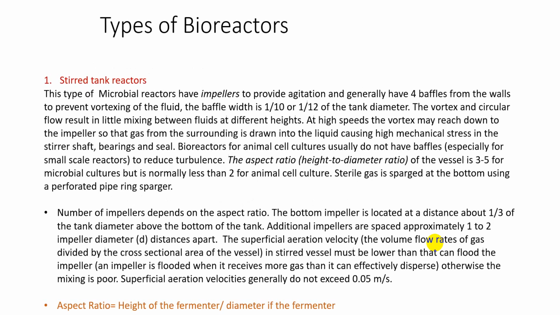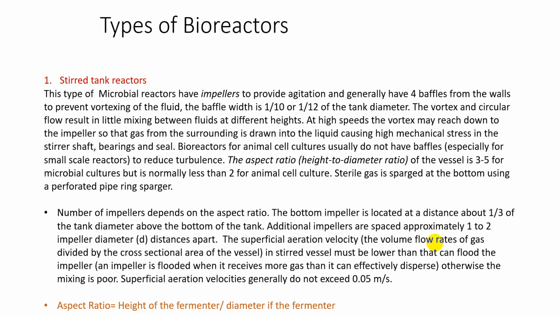Now, depending upon the requirement, there are many types of bioreactors which can be applied to the production process. The first is of reactors which are called stirred tank reactors. This type of microbial reactors have impellers to provide agitation and generally have 4 baffles from the walls to prevent vortexing of the fluid, and the baffle width is usually between 1/10 to 1/12 of the tank diameter.